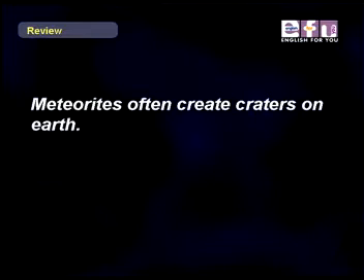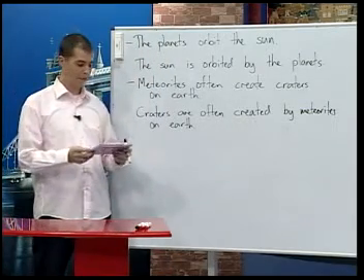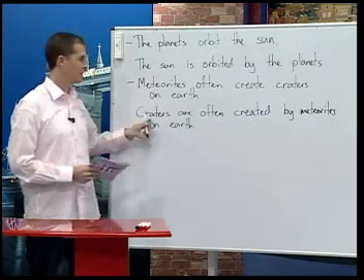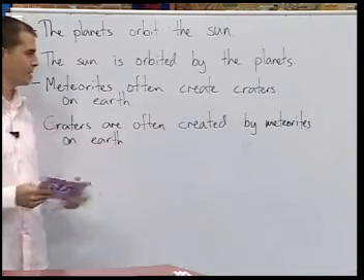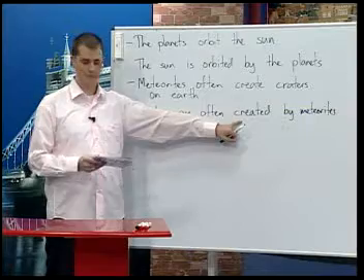Okay, Lewis, you do this one. Meteorites often create craters where on Earth? Craters are often created by meteorites on Earth. Good, good answer. Craters are often created by meteorites on Earth. Be careful. This is crater. This is created. They are completely different. You remember crater? And this is create. It's like make, to make.